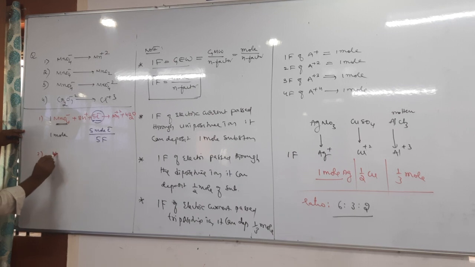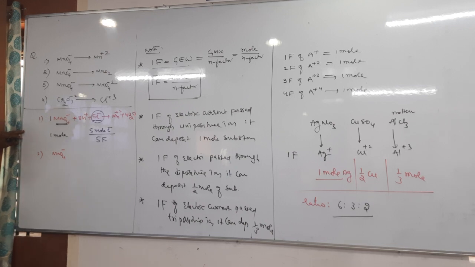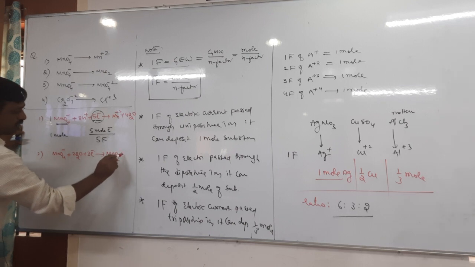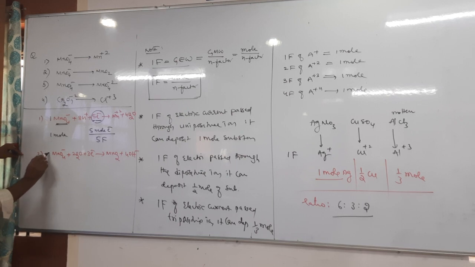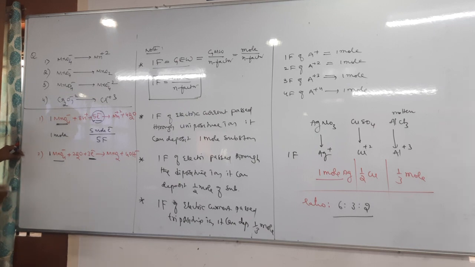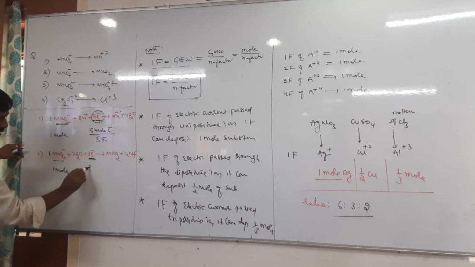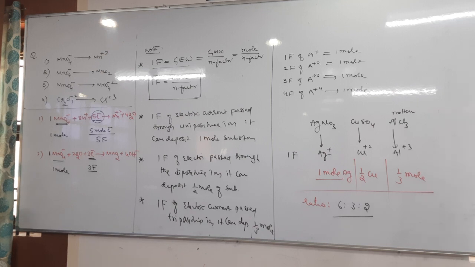Second one, MnO4 minus converts into MnO2. It is neutral medium. In neutral medium, tell me, it is MnO4 minus plus 2 H2O plus 3 electrons gives rise to MnO2 plus 4 OH minus. Therefore here 1 molecule is taking 3 electrons. For 1 molecule, 3 electrons are required. If you take 1 mole, it is 3 moles of electrons. 3 moles of electrons is nothing but 3 Faraday.